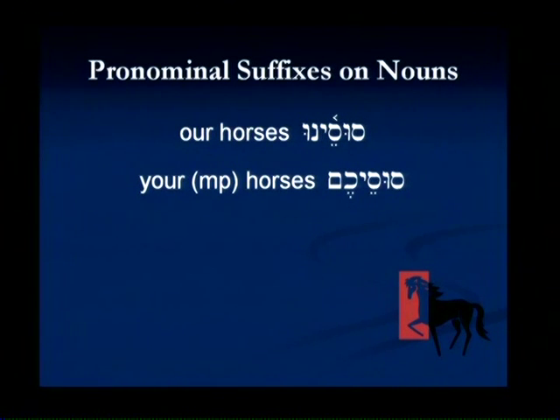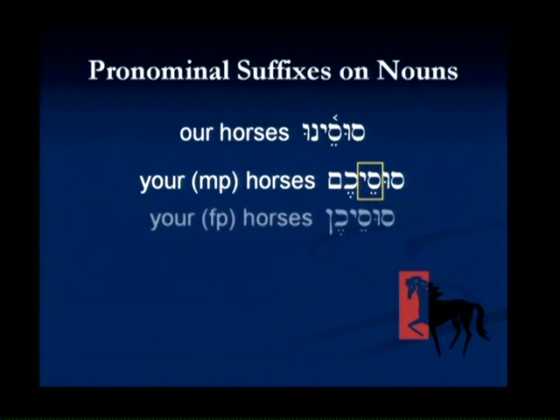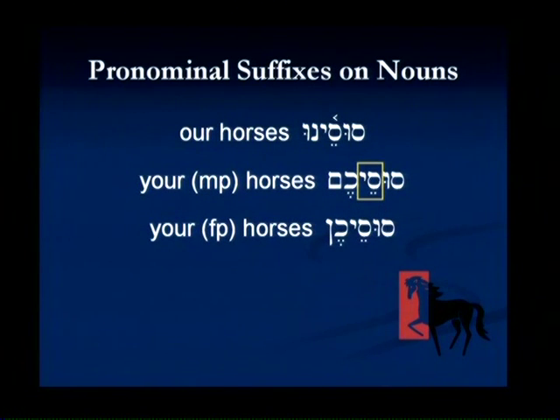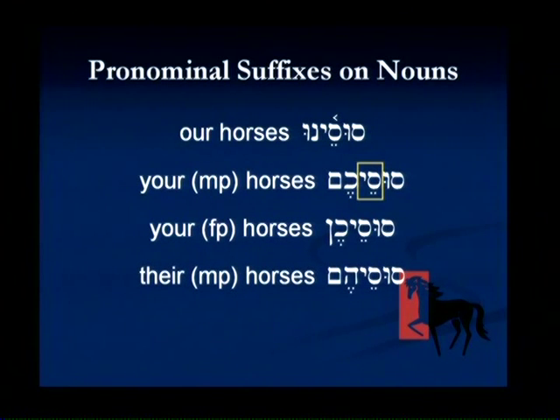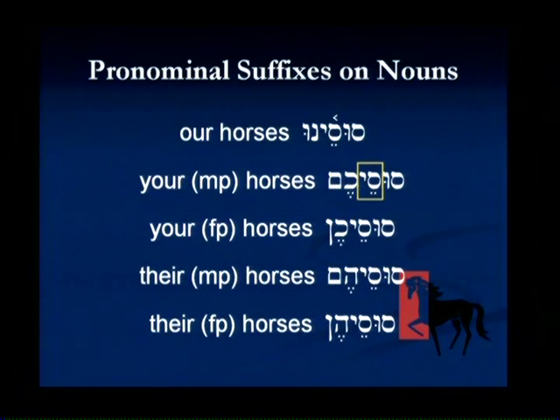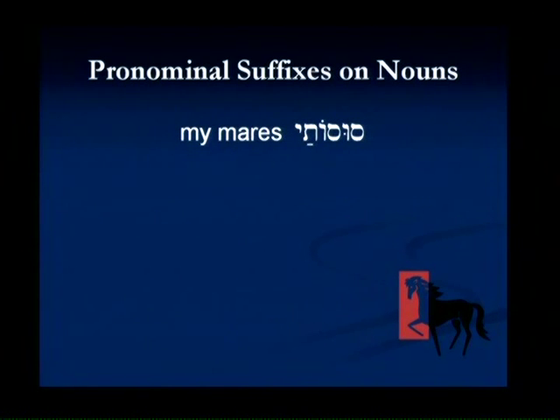Susekem, your horses. And Suseken, your feminine plural horses. Notice that because of the open syllable before the Begad Kafath letter, there is no dagesh in the kaf. Susehem, their masculine plural horses. Susehen, their feminine plural horses.